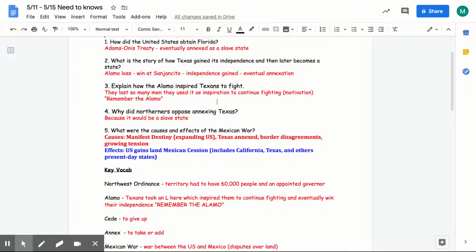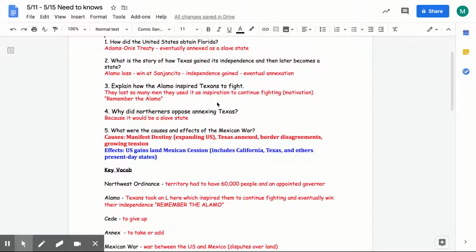3, explain how the Alamo inspired Texans to fight. Okay, so remember, we got smoked at the Alamo. However, we don't dwell on this. We actually lost a lot of guys, and in their honor, we kind of use this as inspiration to continue fighting, motivation to win at San Jacinto. Remember, Texans were screaming, "Remember the Alamo," to ignite that fire to help them win at San Jacinto.